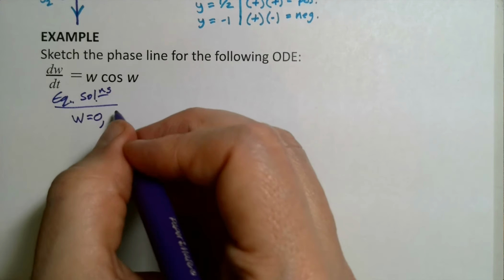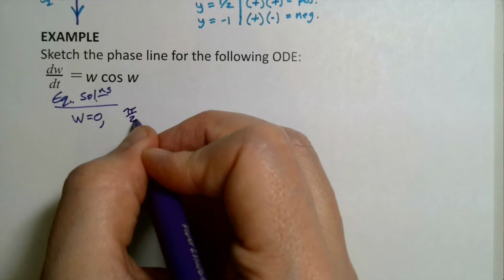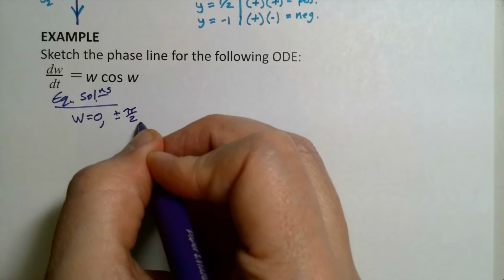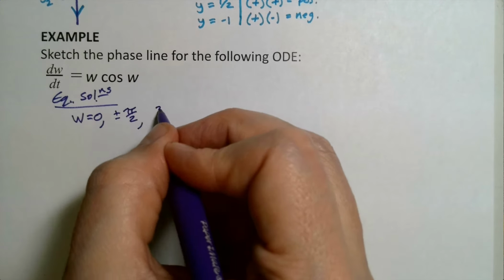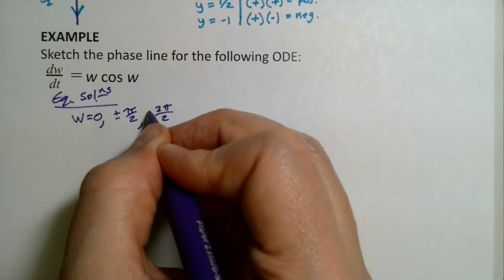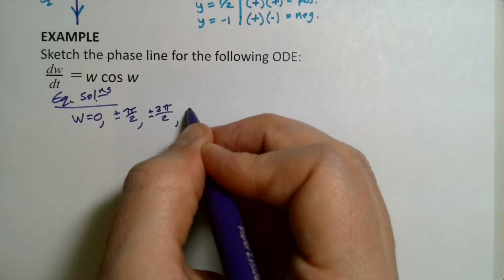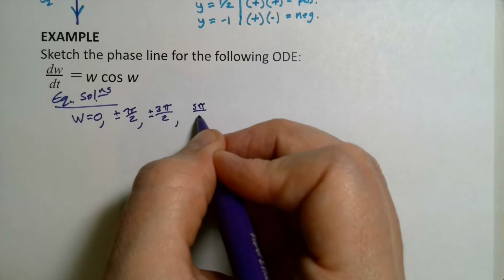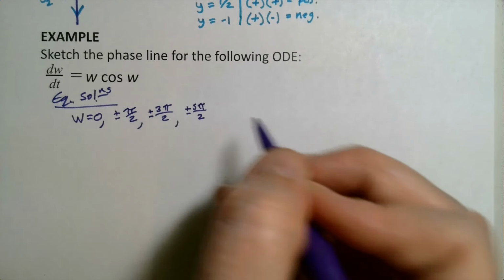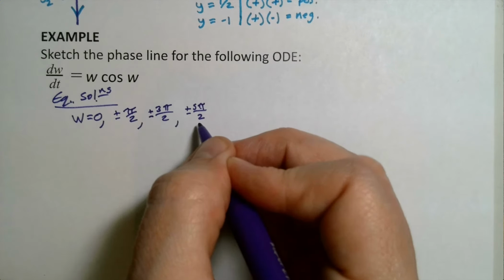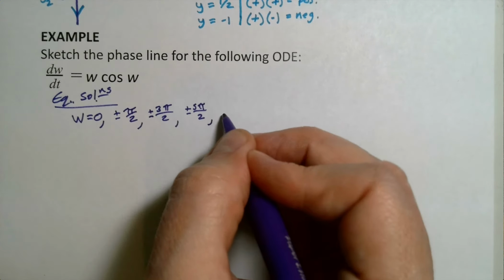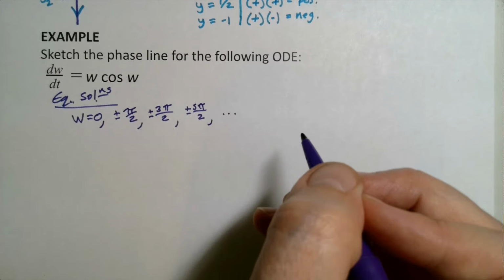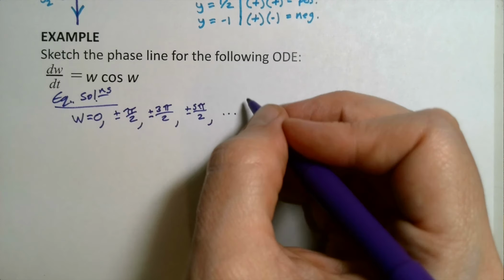As a matter of fact, they look like pi over 2 and negative pi over 2, 3 pi over 2 and negative 3 pi over 2, 5 pi over 2 and negative 5 pi over 2. So plus or minus, plus or minus, plus or minus. So you can see there's going to be an infinite number of these things. So that means we can't draw them all.